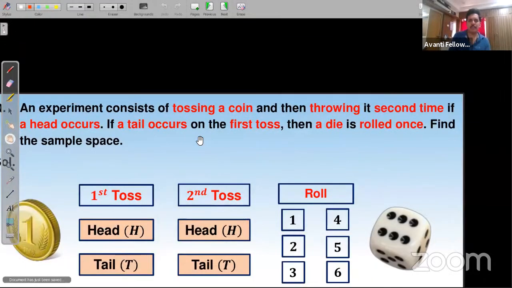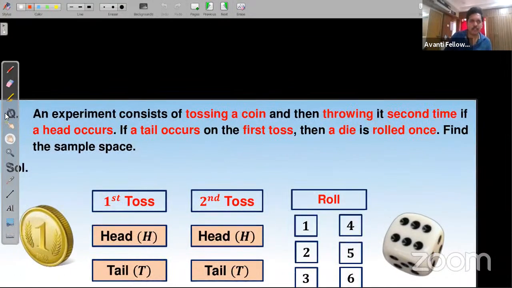Guys, I think everyone can see the question, right? Once study the question, everyone. My request to each and every one of you is to study the question. I'm reading the question. An experiment consists of tossing a coin and then throwing it a second time if head occurs. If head occurs, we'll throw it a second time, or if tail occurs, then a die is rolled once. So find the sample space.